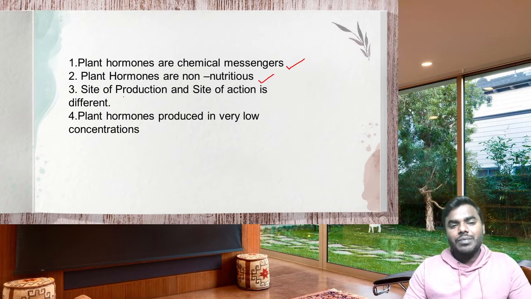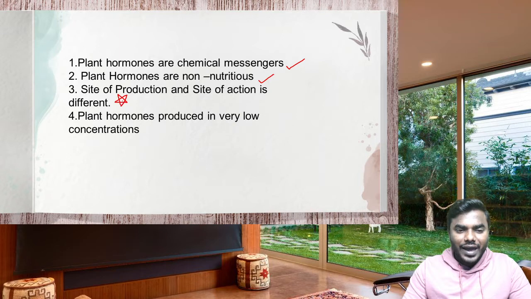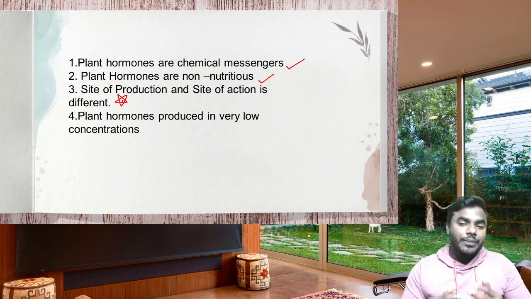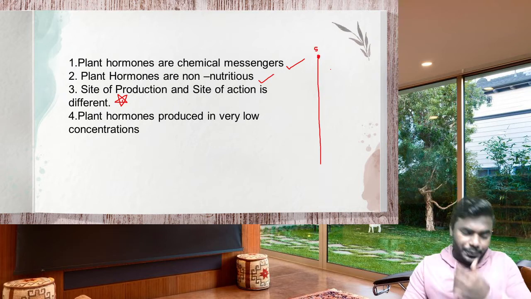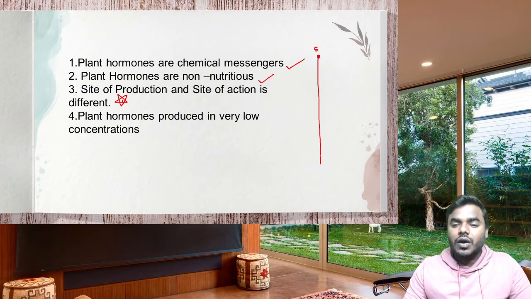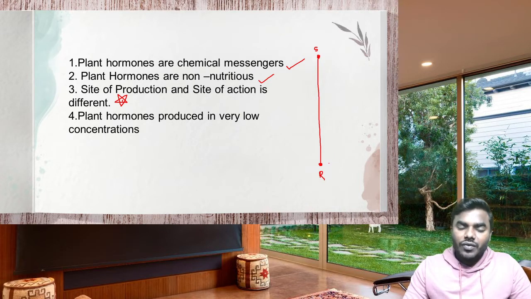And a very important point, the site of production and the site of action are entirely different. What do you mean by that? Friends, in the plant body, let's take an example of auxin. Auxin is synthesized in the shoot. But we all commonly know that auxin shows its action in the root. Yes or no? Yes.